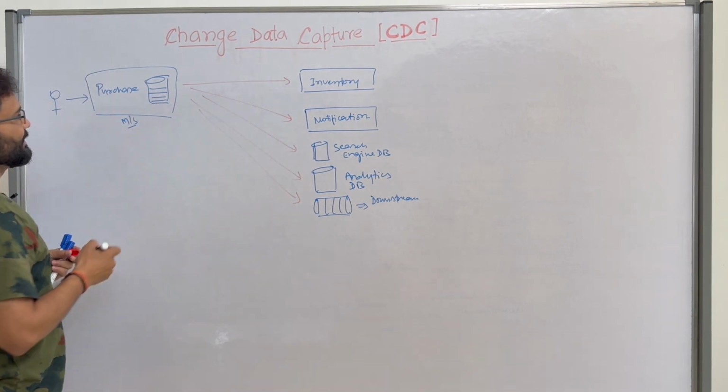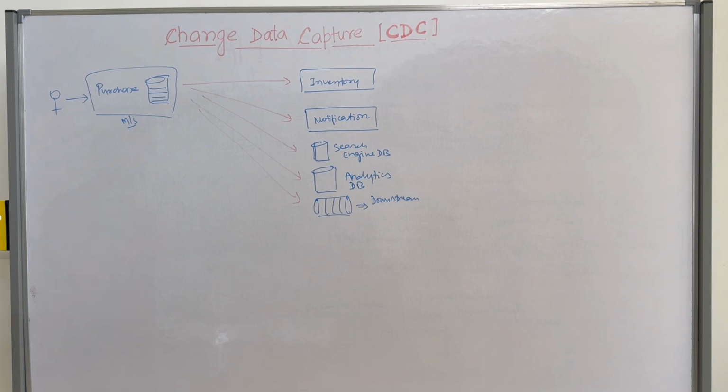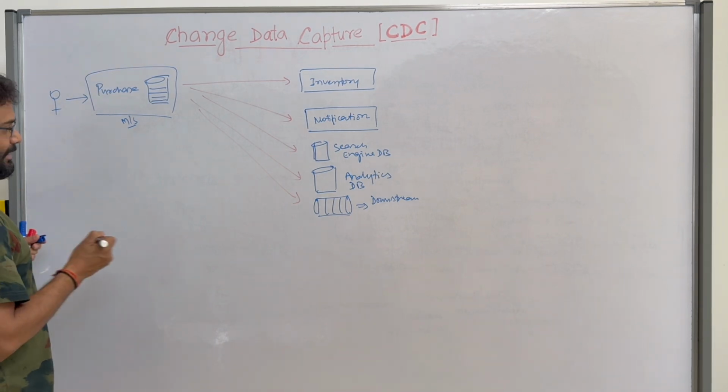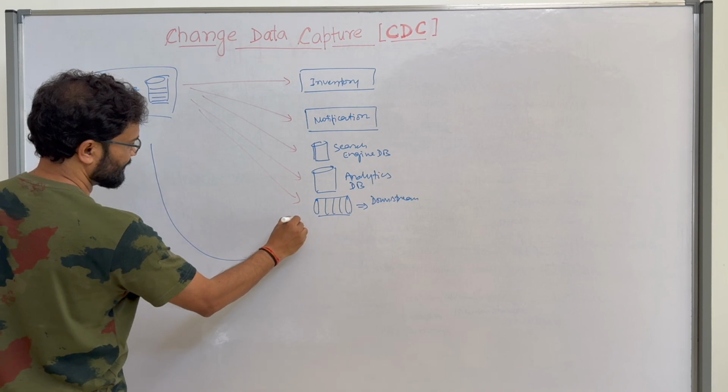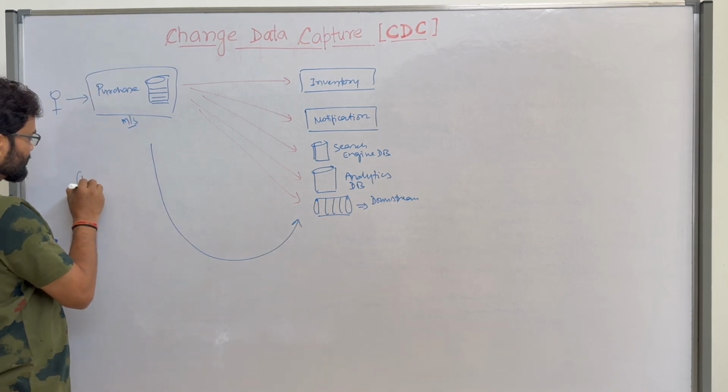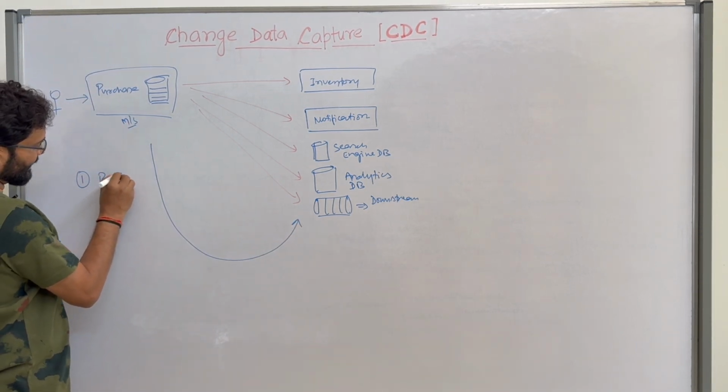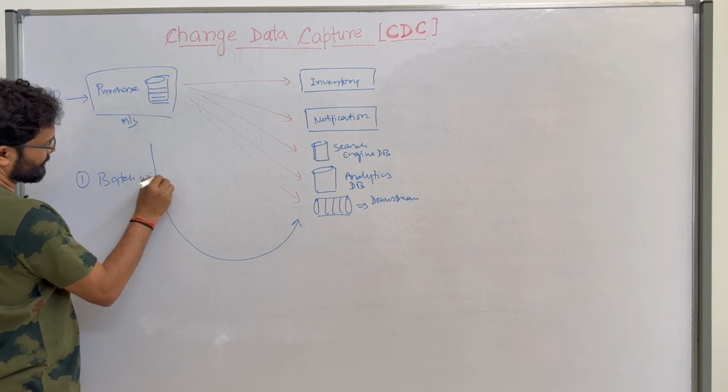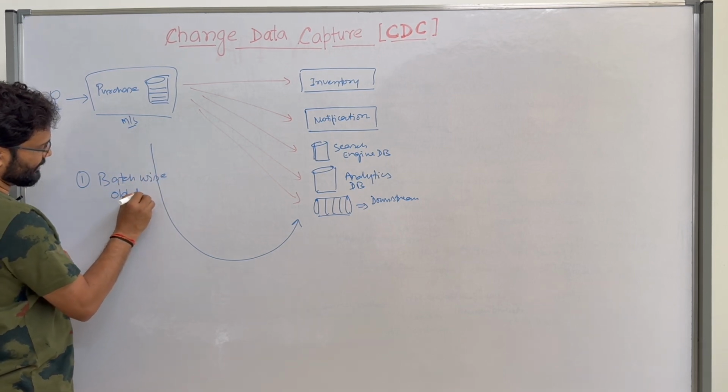So it should go to all the systems the moment you hit this one. How will you do that? You have two options. Either way, it is how you transfer the data. Option one, you can do batch-wise operations, the way you used to do it in the old days.